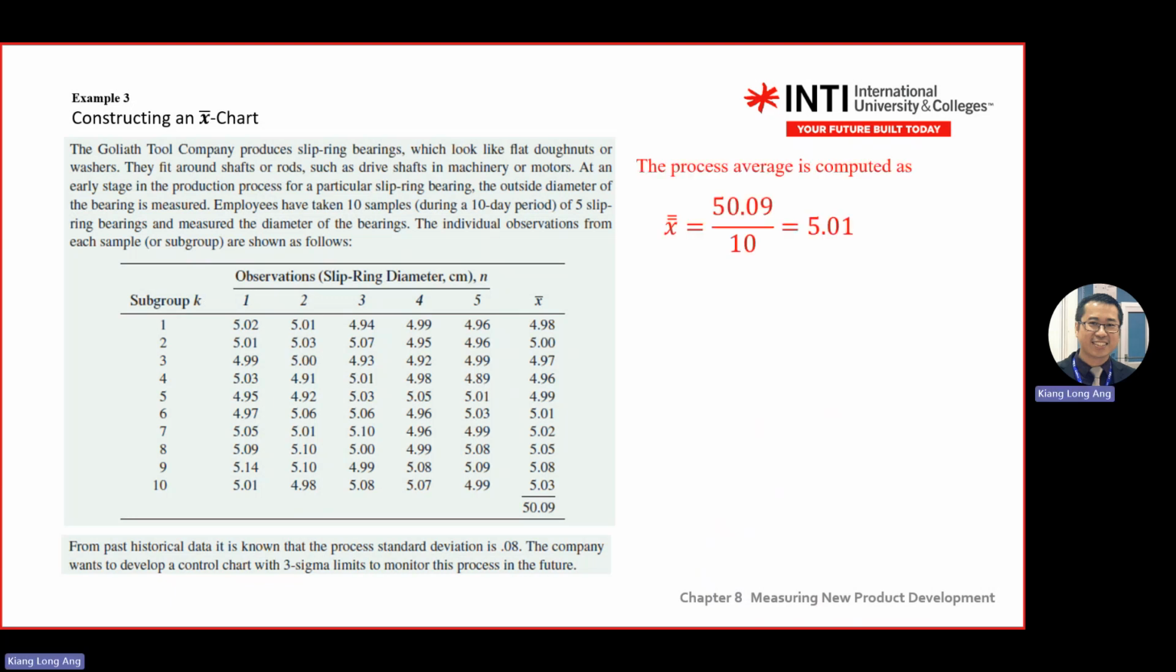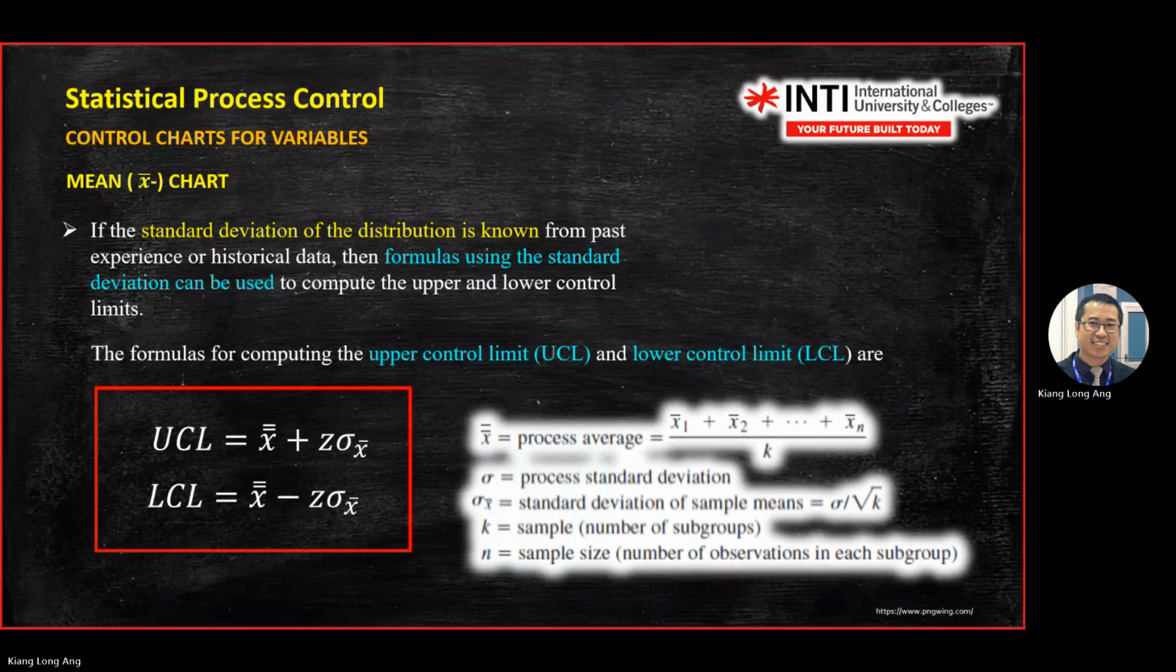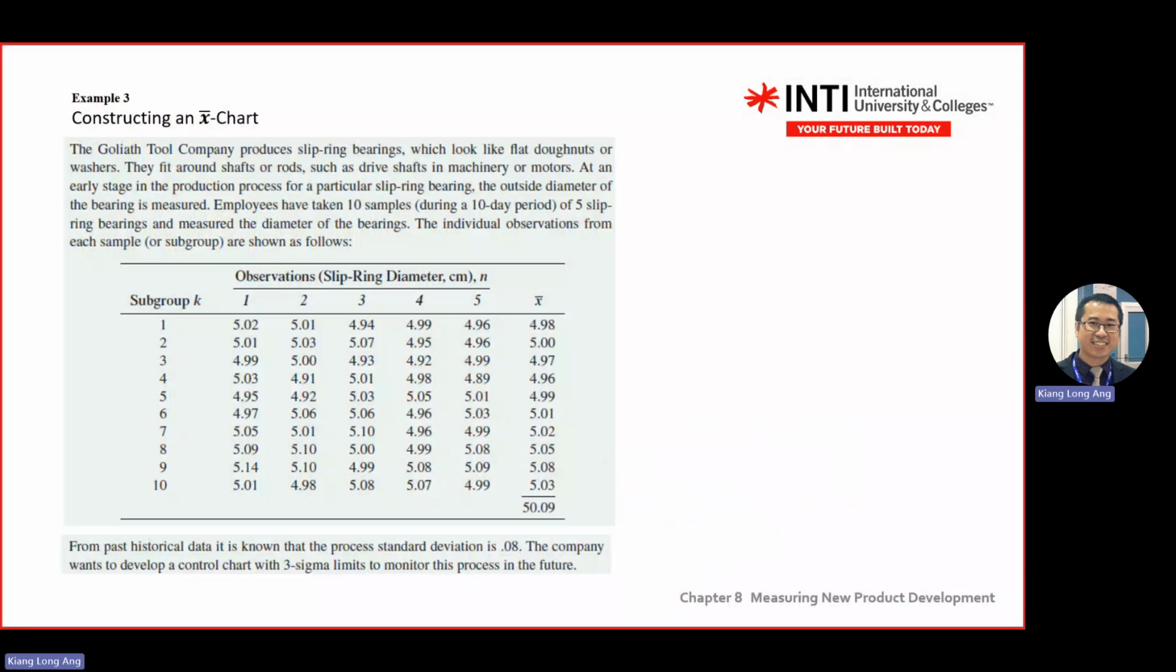So X double bar is the total average divided by 10. Control limit again is plus minus z sigma x. Now how to calculate sigma x depends on the sample size. In here, your sigma x is 0.8 divided by the square root of 10. Then you get your UCL and LCL. So how you get this value is from here: sigma x is your standard variation divided by the square root of your K. So you only need to be careful with the sigma. Different graphs have a different way of calculating sigma.